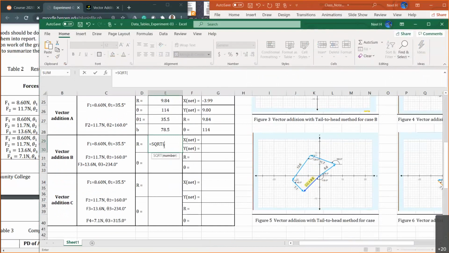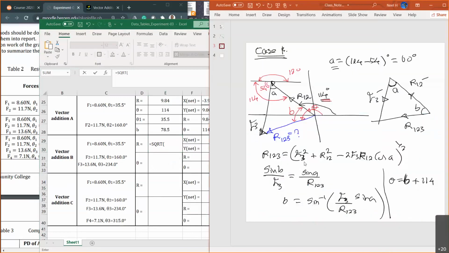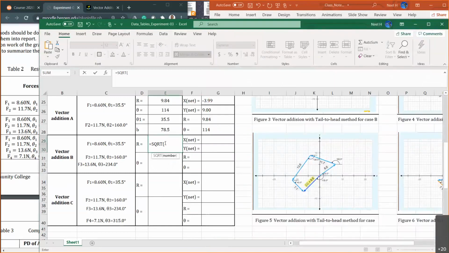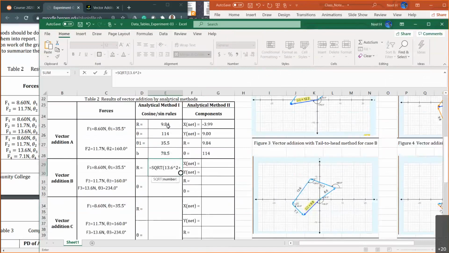Make sure when you use a function, don't really type the function. Instead, select the function here. Then if something is missing in our writing, it will be corrected automatically. Be careful with that, okay? Square root, and then I need the function: F3 square plus R1, 2 square. F3 is 13.6 to the power 2 plus R1 of 2. You already have that answer, 9.84, right?